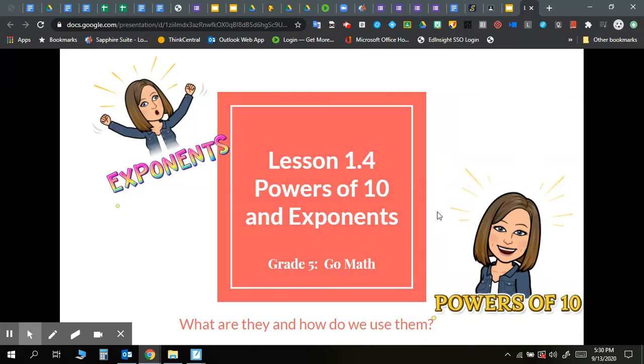Hello, gang. So today we're going to be working on lesson 1.4, and we're going to be talking about powers of 10 and exponents. All right, so what I did here is I have this slide presentation that I can kind of introduce powers of 10 and exponents to you. And we're going to be learning what they are and how we use them. Okay, so I'll start with that, and then I'm going to get into the book.